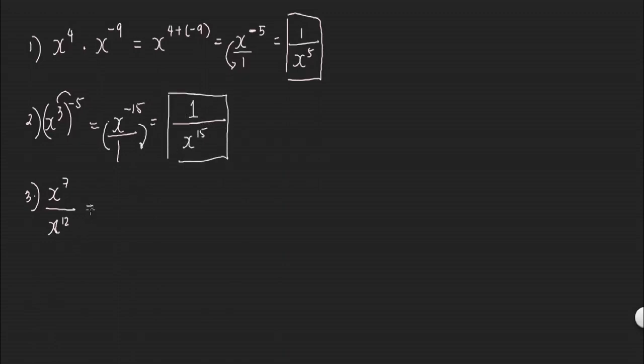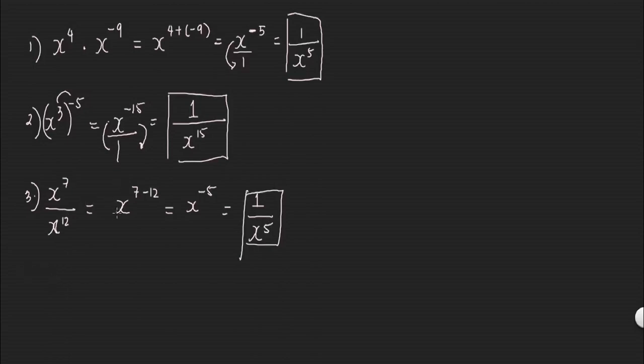Okay? For the third example, we have x raised to 7 over x raised to 12. Ang ginagawa natin dyan, kapag nag-divide tayo, sinusubtract natin, no? Kinukuha natin yung difference ng dalawang exponent. So, we have 7 minus 12. Okay, 7 minus 12 is negative 5. So, x raised to negative 5. Or, we have 1 over x raised to 5. Okay?